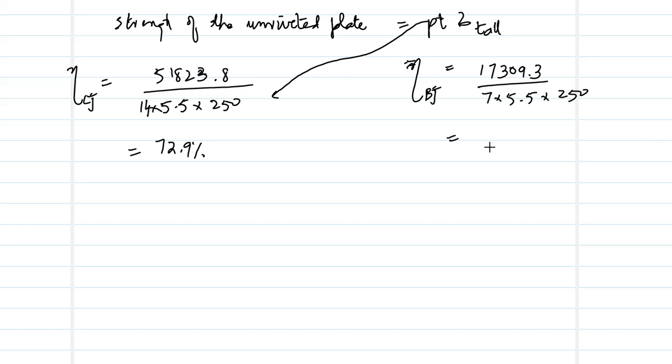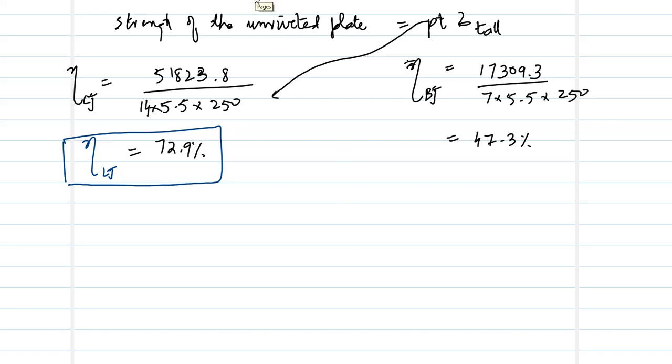The efficiency comes out to be 47.3%. So we can conclude that the efficiency of the lap joint is higher and it actually has more strength as compared to the butt joint with the same plate thickness. I hope you have understood the whole numerical.